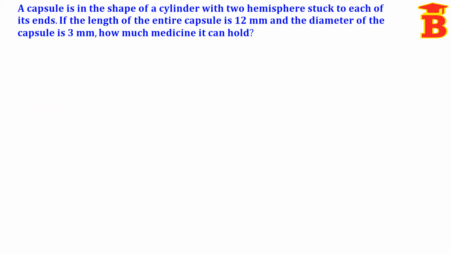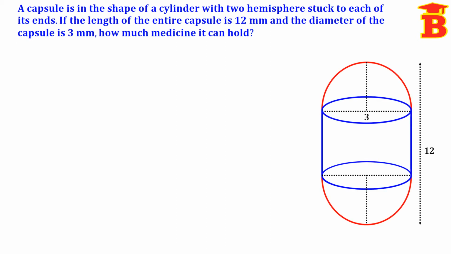Next problem: a capsule is in the shape of a cylinder with two hemispheres stuck to each of its ends. If the length of the entire capsule is 12 mm and the diameter of the capsule is 3 mm, how much medicine can it hold? This is the diagram for the given problem.